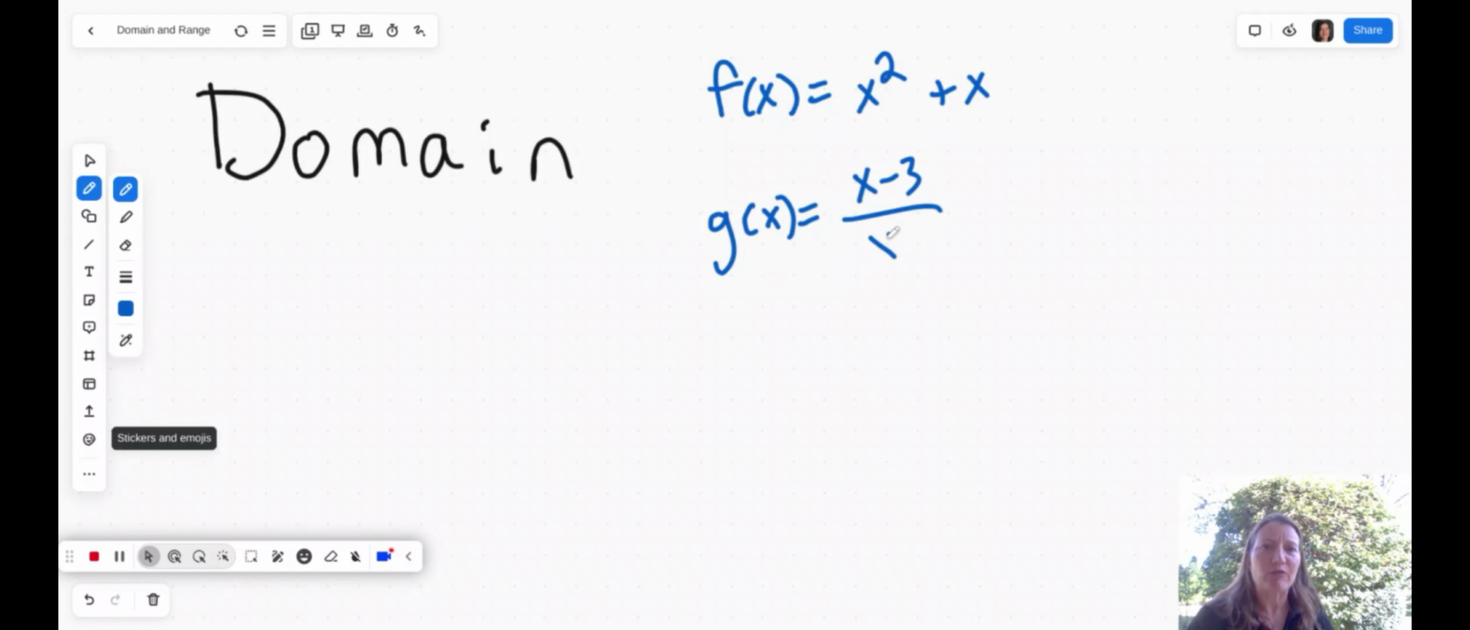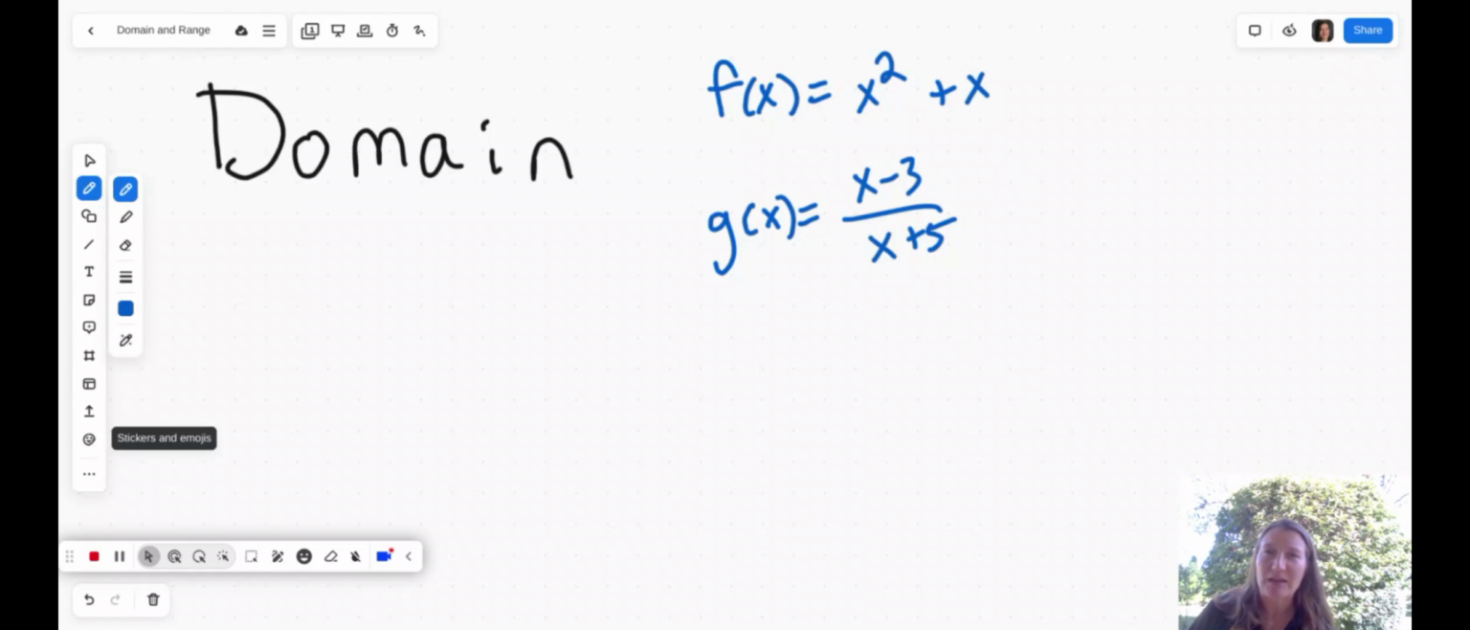This is the sort of function we're looking at today, and the question is, how do I know what are the possible x values that I can put into my function? That's what the domain asks. When we ask you for the domain of a function, we're asking, can you find the set of all of the possible x values that I'm allowed to put into this function to use as my x value in this function?